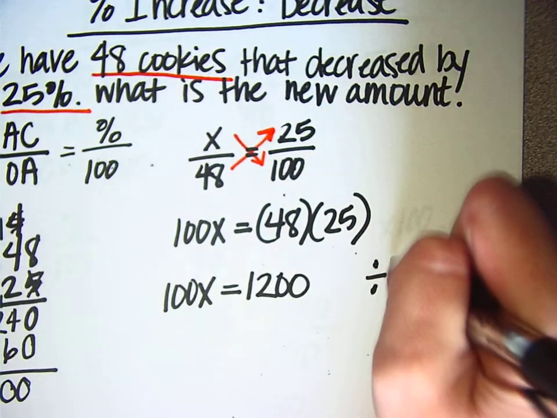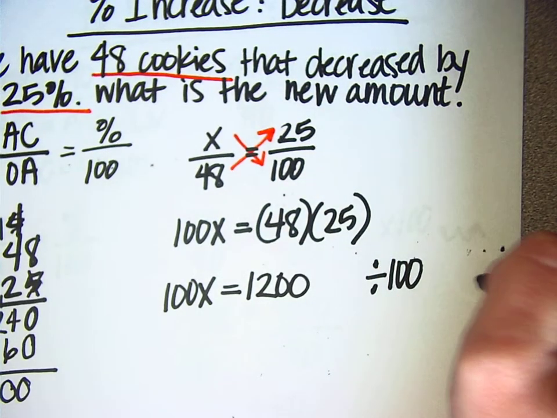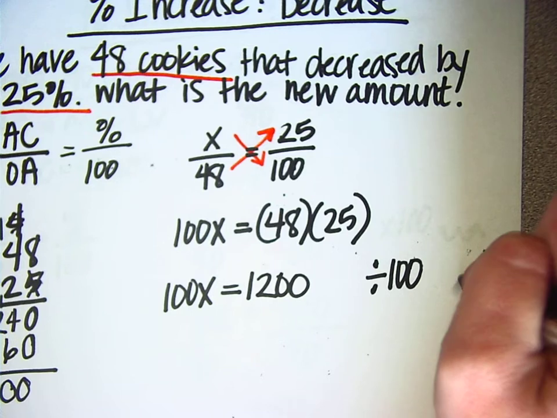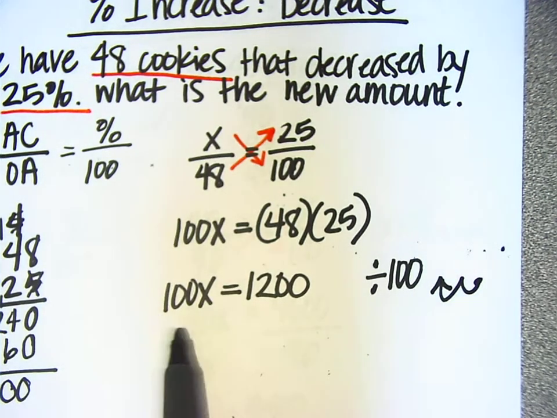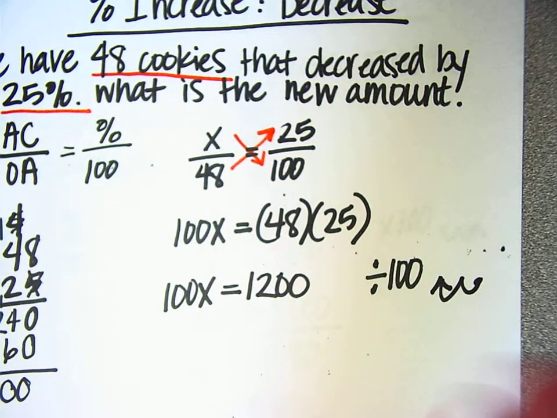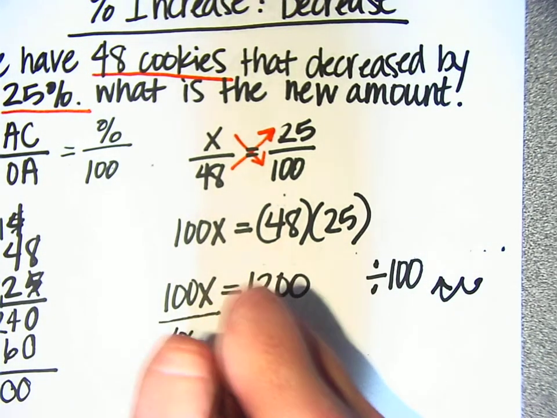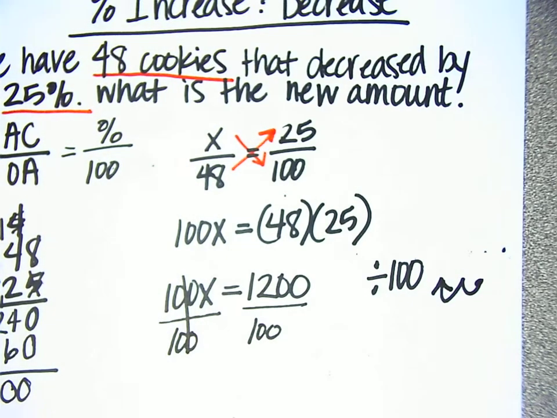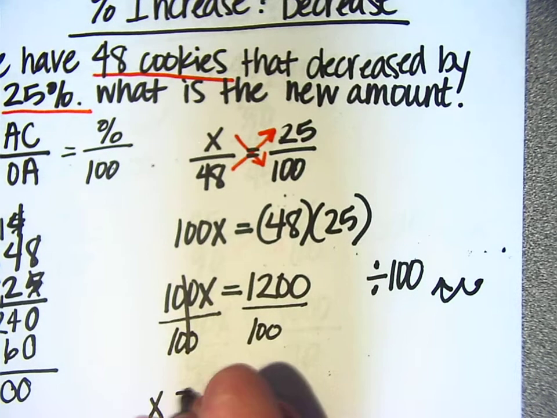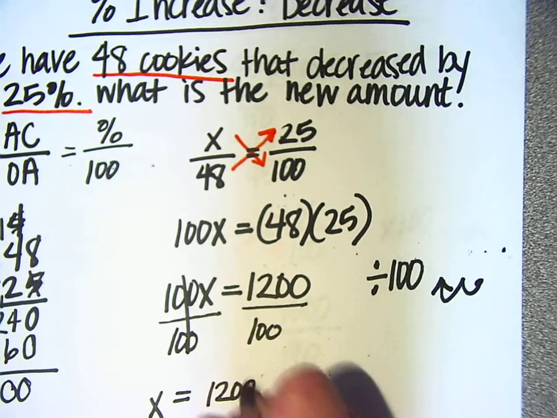Whenever you're dividing by 100, you can take the decimal place and move it twice to your left to get your answer. So since this is 100x equals 1200, we're still going to divide by 100. That way we can get x by itself. These two cancel themselves out. So we have x equals 1200 divided by 100.